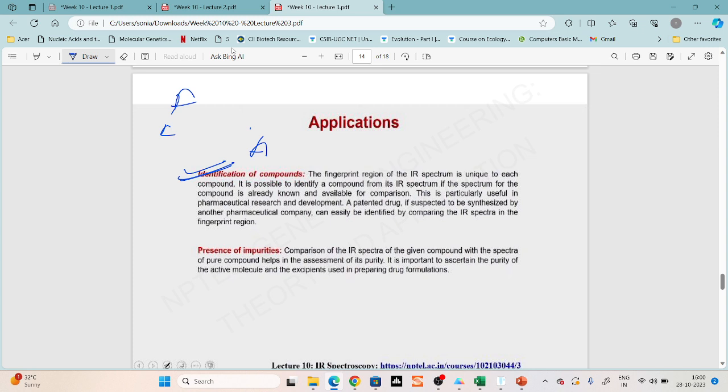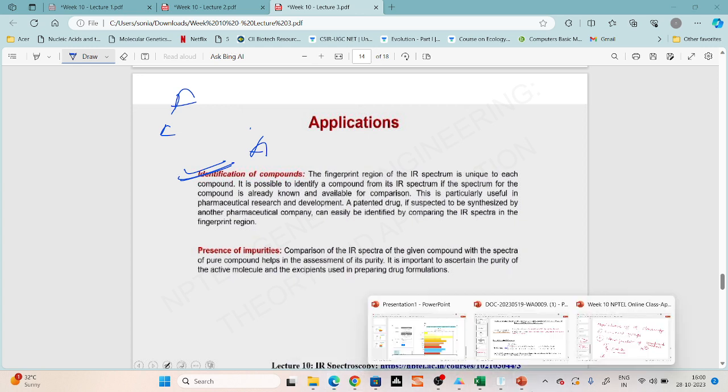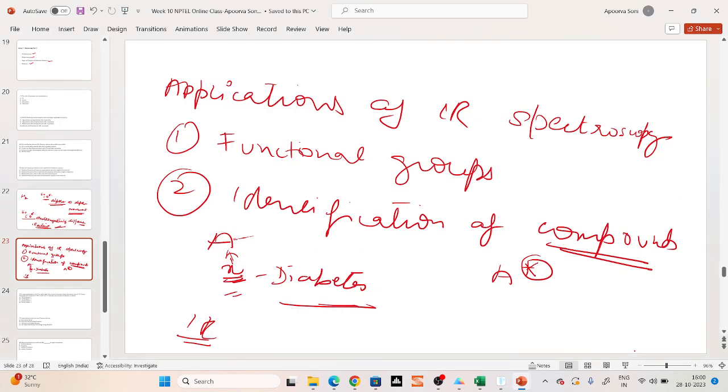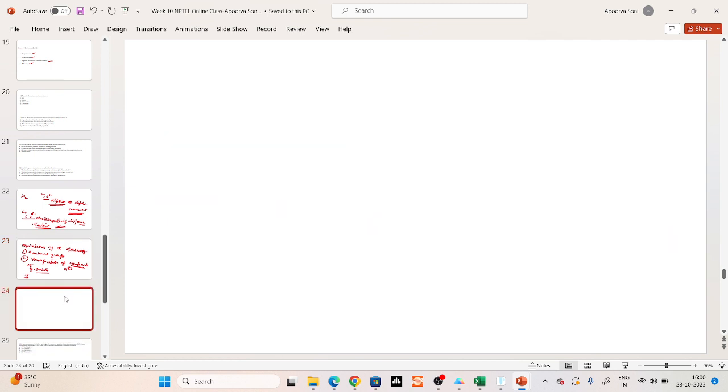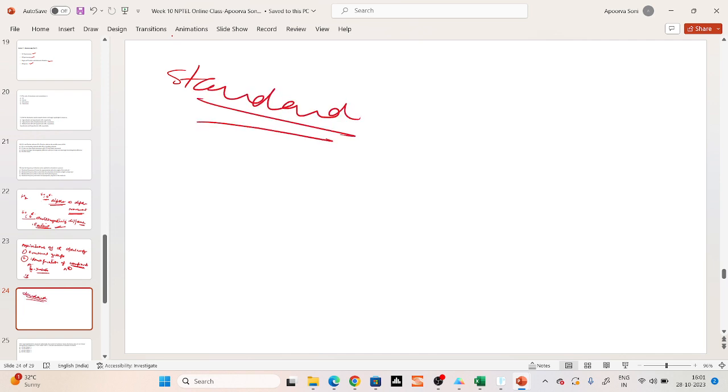Comparison of the infrared spectra of the given compound with the spectra of a pure compound helps in the assessment of its purity. It is important to ascertain the purity of active molecules and the excipients used in preparing drug formulations. Basically, if you have a standard compound, which is available in the market, which is pure, and you are also making something like that, so if this is your standard compound, which you know is 100% pure, this is your made compound.